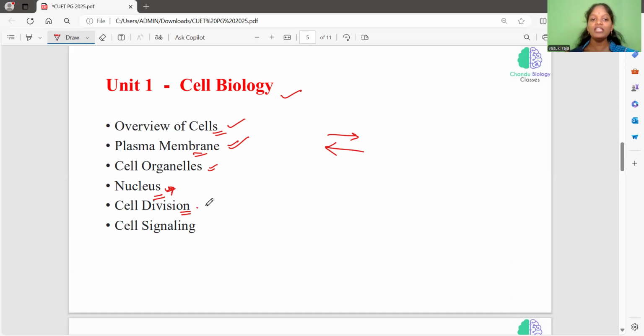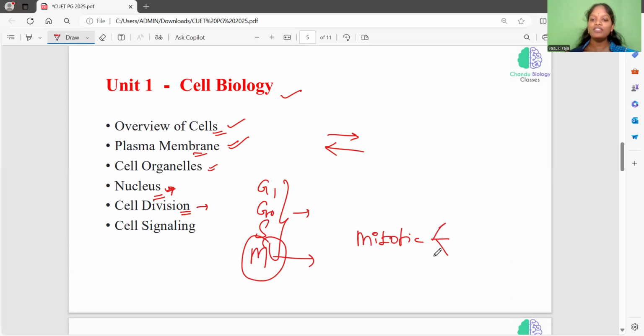Cell division means mitosis, and the other phases will be the G1 phase, G0, S phase, and interphase. All these will be collectively called the cell cycle. In that cycle, we have an M phase, and the M phase is nothing but the mitotic phase. In the mitotic phase, we have different phases like prophase, metaphase, anaphase, and telophase. In these, the cell is getting divided, and all the preparatory phases will be nothing but the G1 phase and S phase.